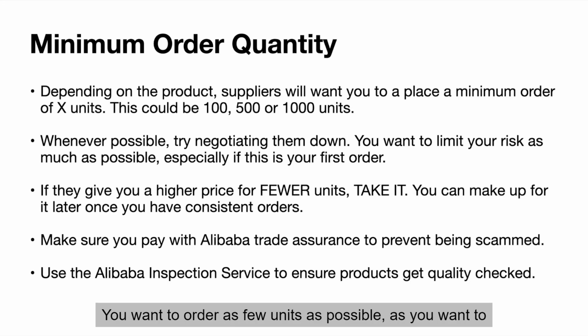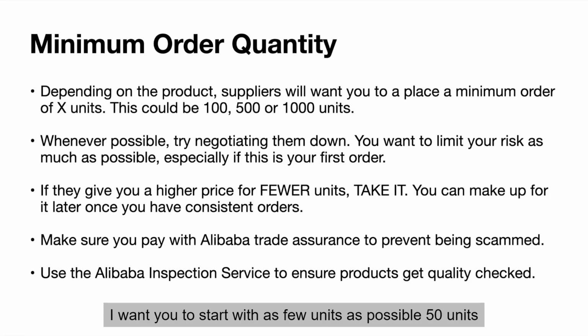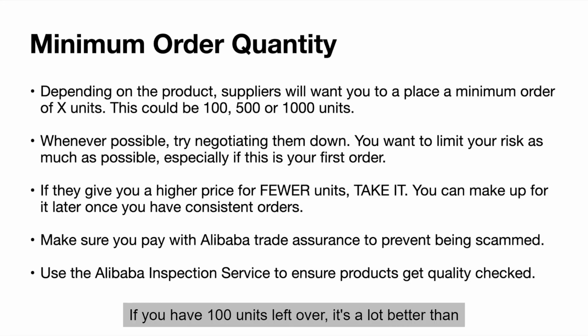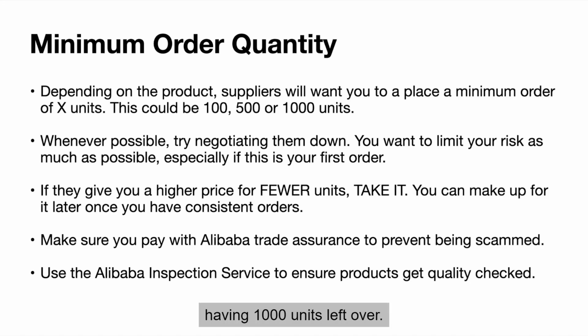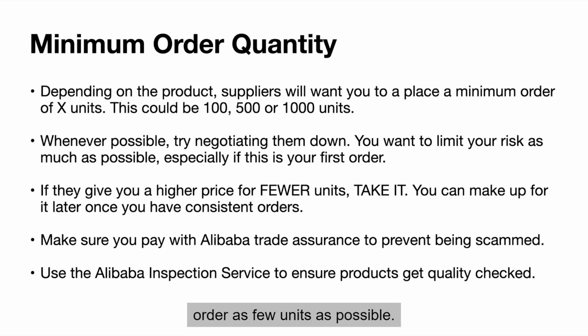You want to order as few units as possible as you want to limit your risk, especially if this is your first order. I don't want you guys to place an order for 1,000 units, only be able to sell 50 of them, and then be left with all that inventory and all that money wasted. I want you to start with as few units as possible, 50 units, 100 units, because if you can't sell it, it isn't a big loss, right? If you have 100 units left over, it's a lot better than having 1,000 units left over. So you want to negotiate them down as much as possible and order as few units as possible.